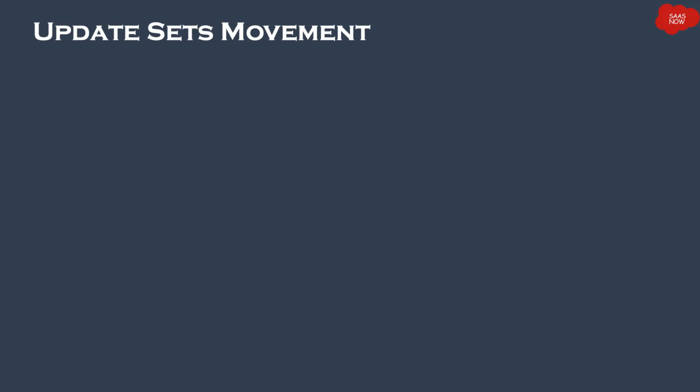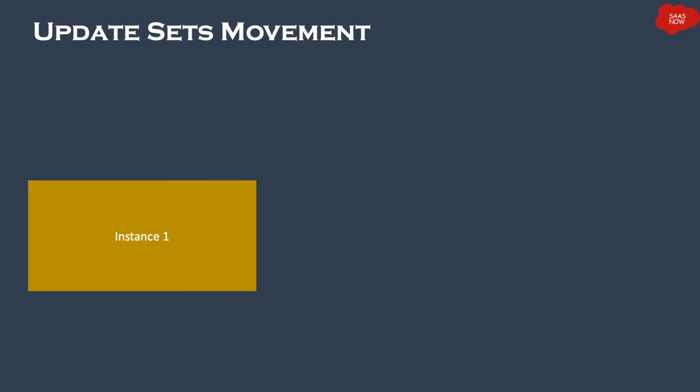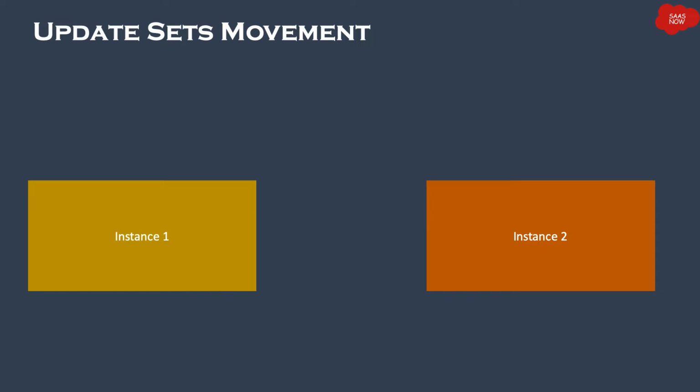Update sets movement. Let's say you have instance 1, which is maybe your development instance. And then you have instance 2, which is your production instance. Now you have to move some changes. That means you have done some changes in this particular instance. So you have change 1, change 2, change 3, change 4. Like I said, form changes, layout changes, you have added a button, you have created a client script, you have added a business rule, 4 different changes. But you have made those configurations or developments in instance 1.